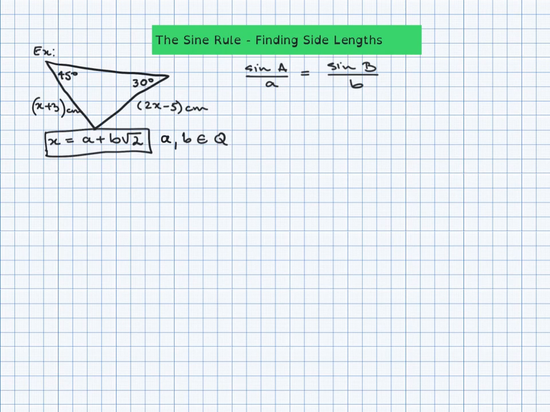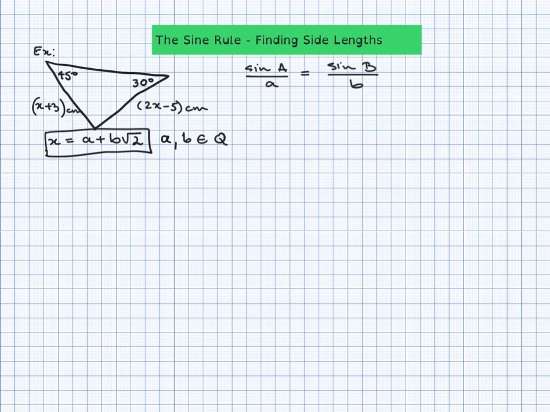If you do need to remind yourself what the set Q is, it's the set of rational numbers. And what are the rational numbers? They are the numbers that can be written as a fraction. So let's have a look.